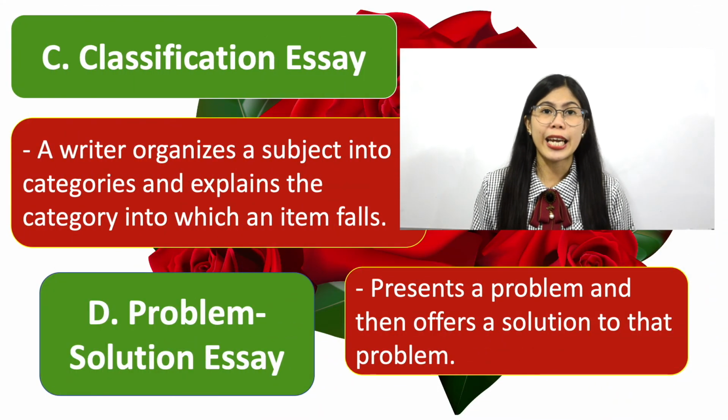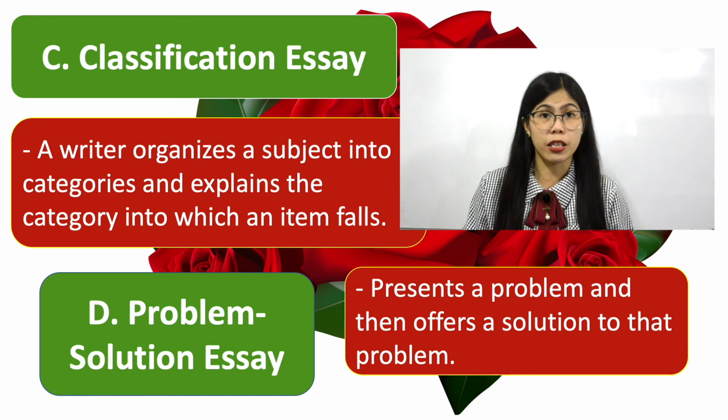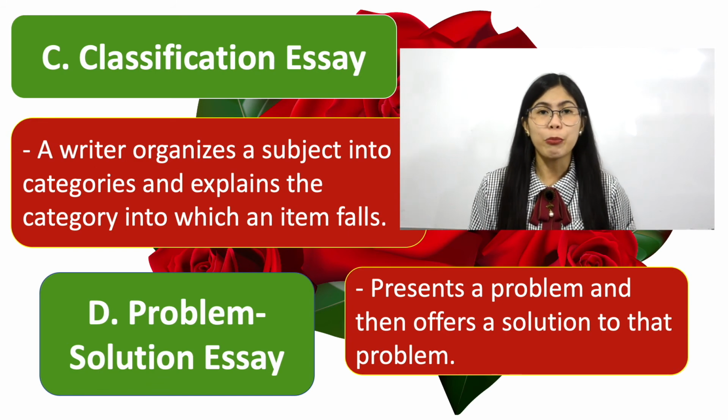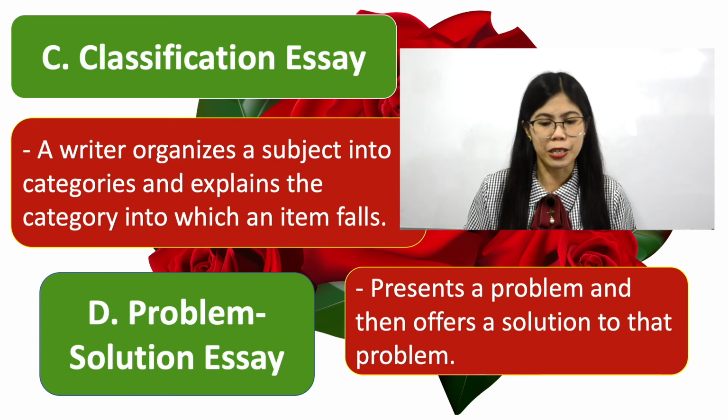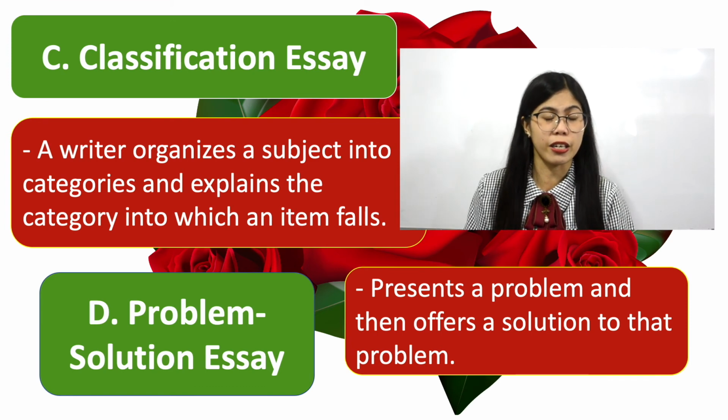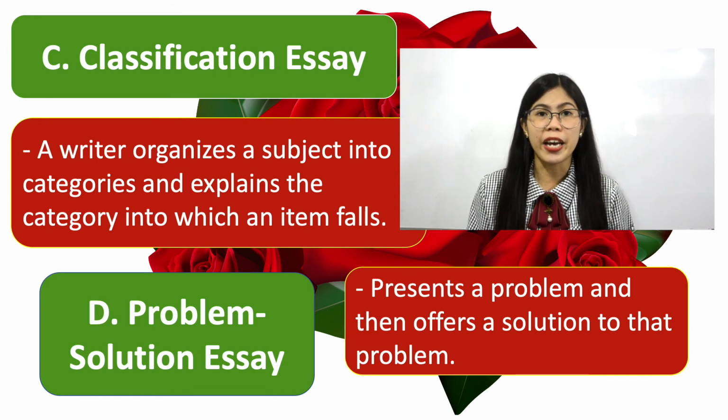Next form is classification essay. A writer organizes a subject into categories and explains the category into which an item falls. For example, if you choose to write about living and non-living things, each of your developmental paragraphs will define the characteristics of the things you've written there and explains why the item classifies as living or non-living thing.